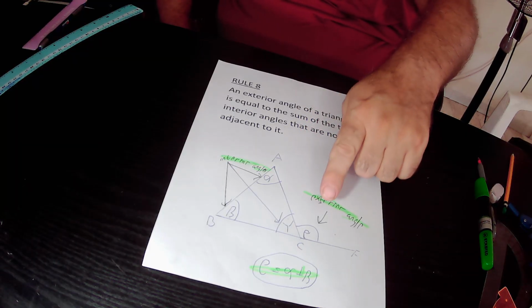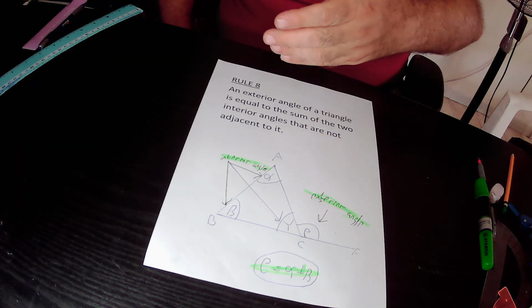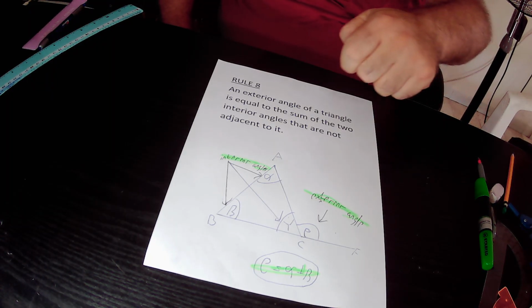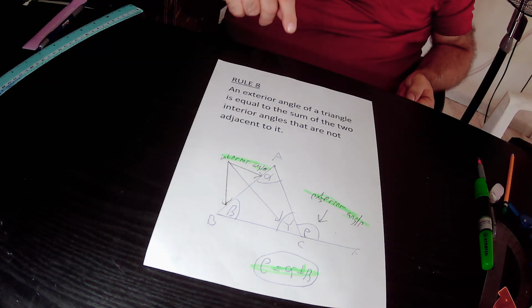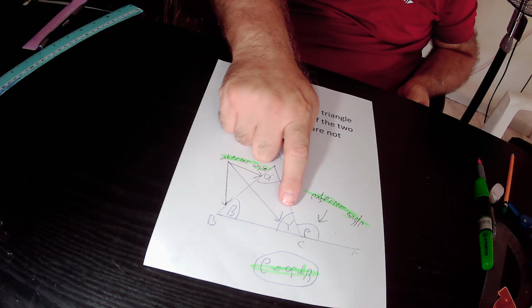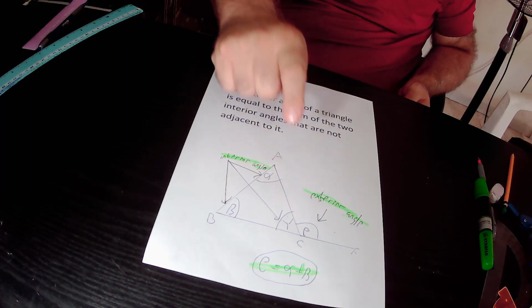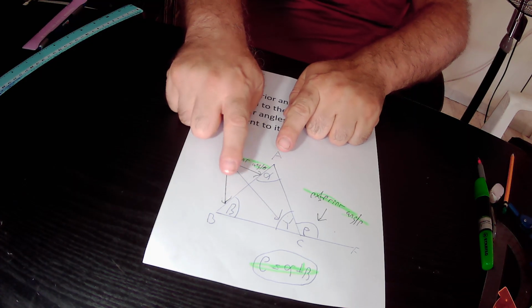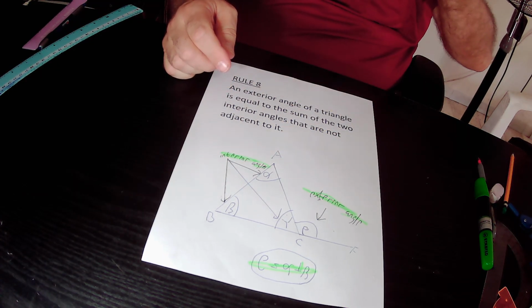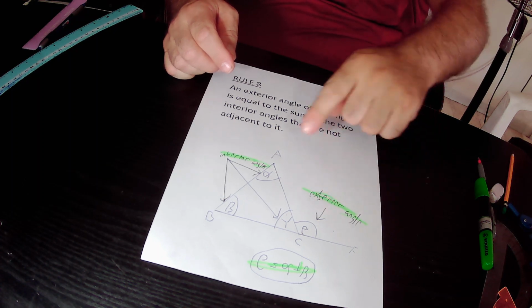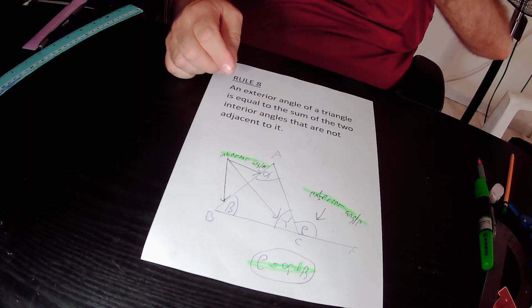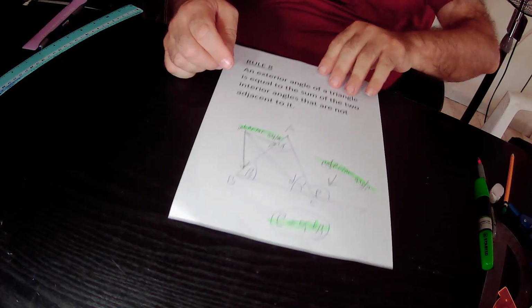So what is the size of the exterior angle E? According to rule 8, it is equal to the sum of the two interior angles that are not adjacent to it. This is the interior angle gamma, which is definitely adjacent to angle E. The two other angles that are not adjacent to angle E are those two interior angles. Therefore, according to rule 8, angle E equals alpha plus beta, the sum of the two non-adjacent interior angles. So we can implement rule 8 in our drawing.